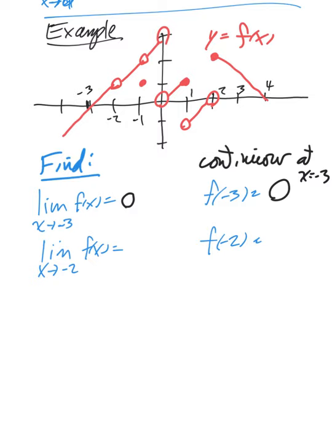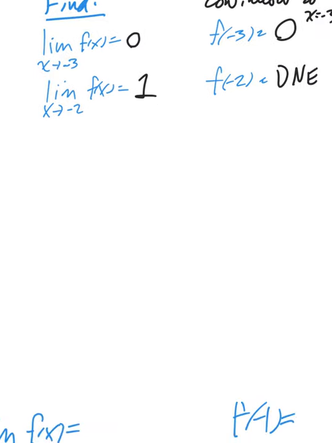So the next most interesting case is at negative 2. If x is near to negative 2 but not equal, the value of f of x, the y value, is close to 1. Okay? So the limit as x approaches minus 2 of f of x is 1, but there is no value at minus 2. So f of minus 2 does not exist, so this is not continuous.